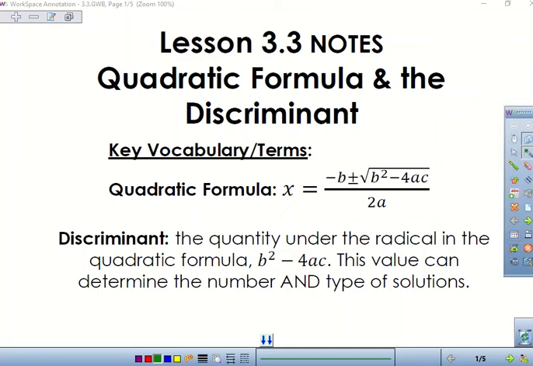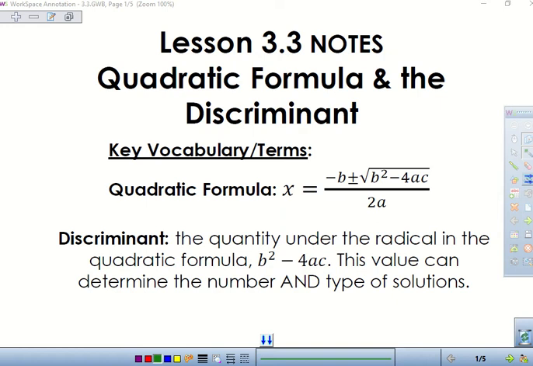Alright, so today we are going to be doing 3.3, which is quadratic formula and the discriminant. This right here is the quadratic formula, which is x equals negative b plus or minus the square root of b squared minus 4ac all over 2a. With the quadratic formula, we have something called the discriminant.